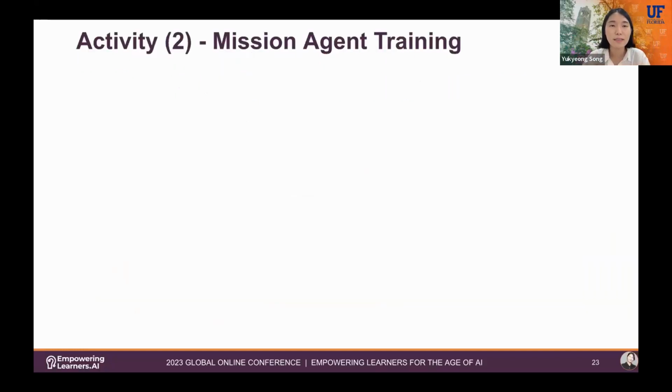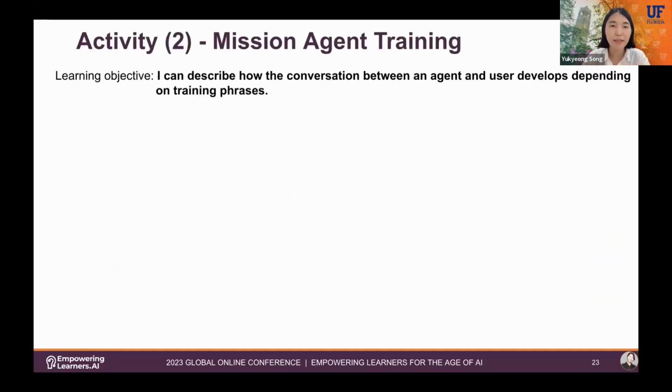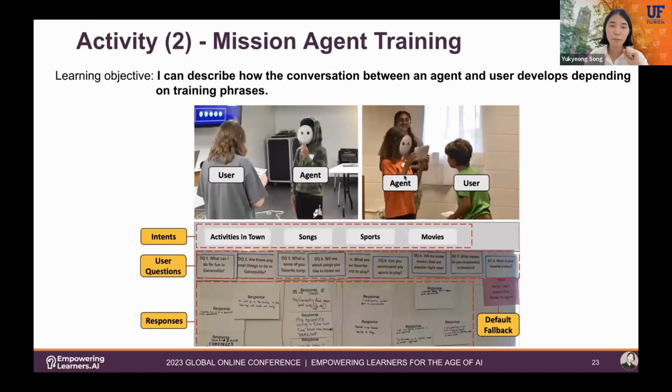The second activity was mission agent training. This is for students to learn how the conversation between the conversational agent and user develops depending on the data and the training phrases, and how the training of the data works. So basically, we had one student volunteer as a user, the other student volunteer as an agent, and they were given a stack of cards.